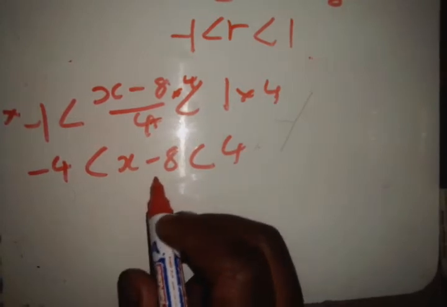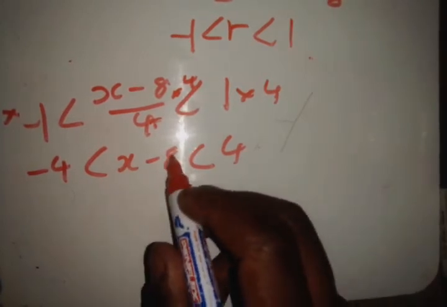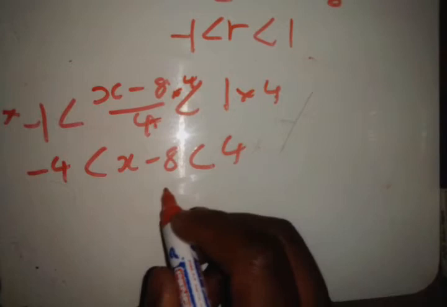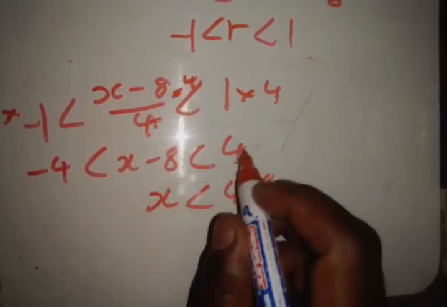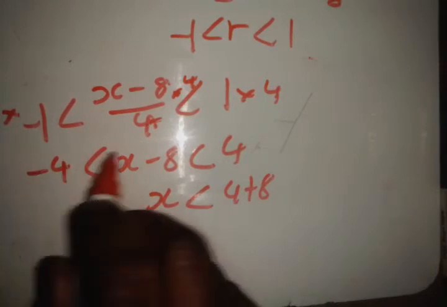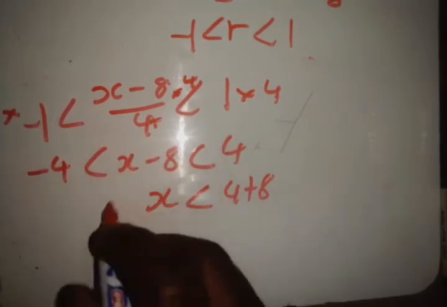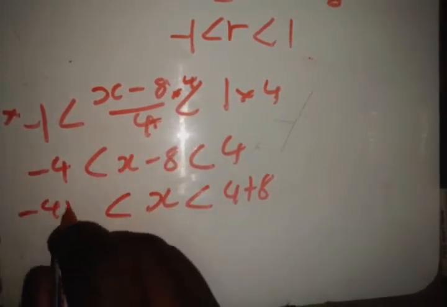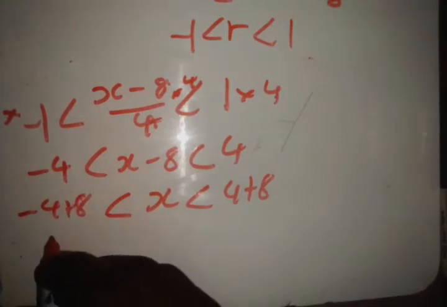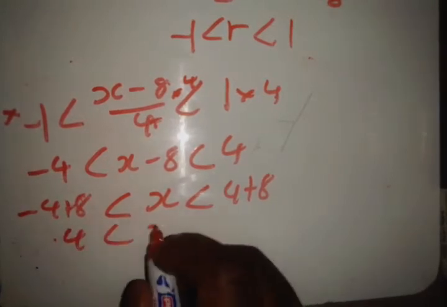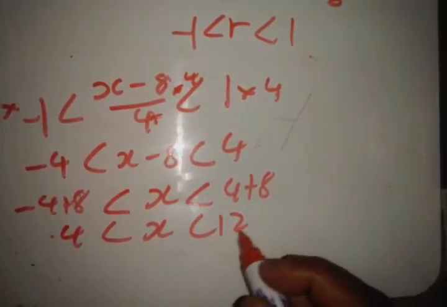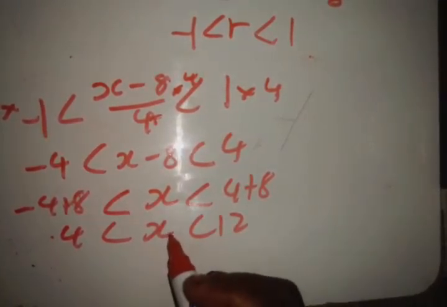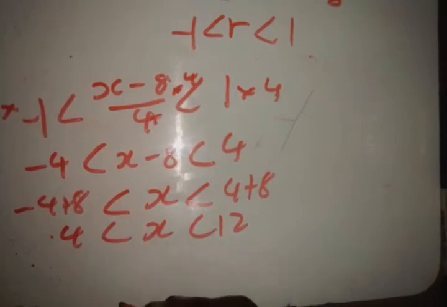So we want to be left with x alone. So what are we going to do? We're going to take this to the other side, right? So it's going to be left with x only. So it's going to be 4 plus 8, because it was a minus. And we also take it to that side as well. Whatever we do to the middle, we do to the left and right. So this is going to be -4 plus 8, which is 4, and then 4 plus 8 is 12. So this is the answer. So this is the range of values. So x must be any number between 4 and 12. So this is how we deal with it.